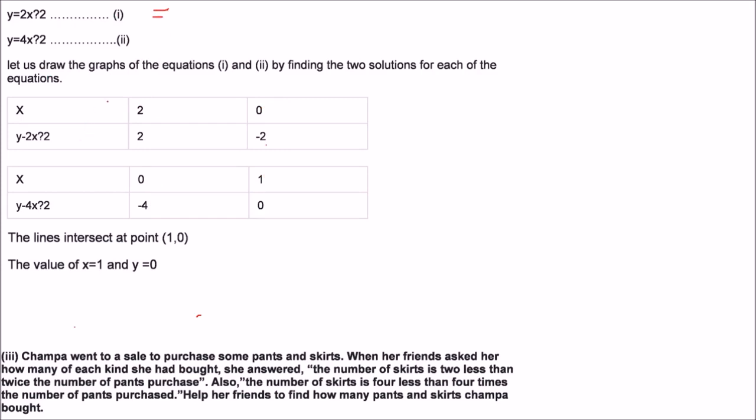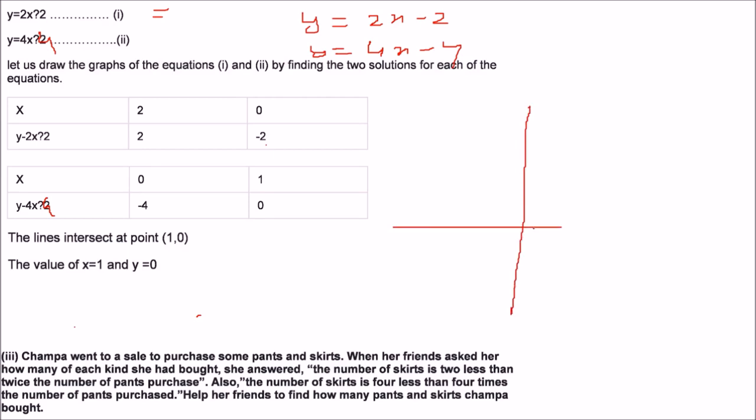So we have two lines. We have already taken this, y equal to 2x minus 2 and y equal to 4x minus 4. Now these are the points. Let me draw it for you and let us find out the solution. So the solution will be like this.